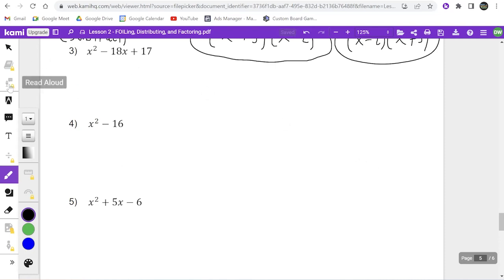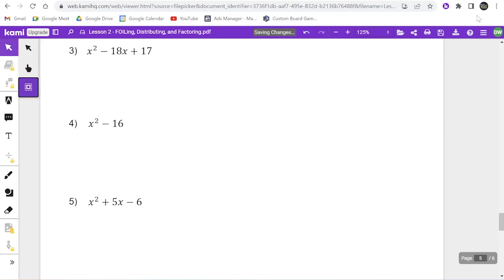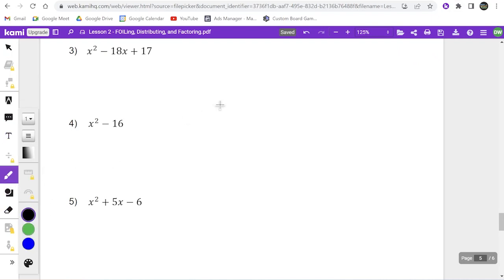Okay, good. Now on to number 3. Number 3, we have here x squared minus 18x plus 17. This one's interesting. If you think of the factors of 17, there's literally only one pair. The only pair you have is 1 and 17. So it's definitely 1 and 17.